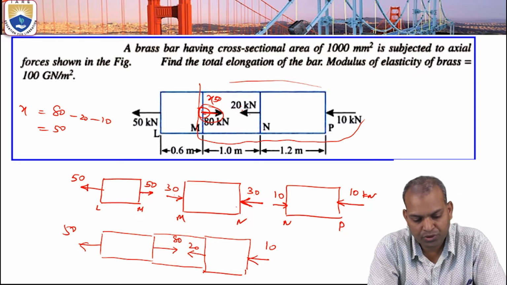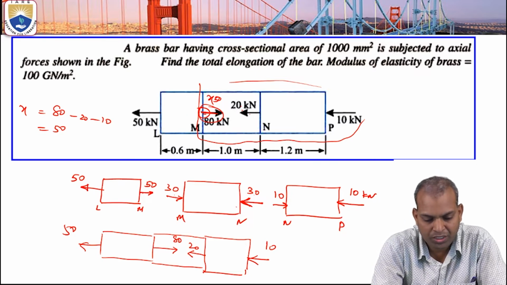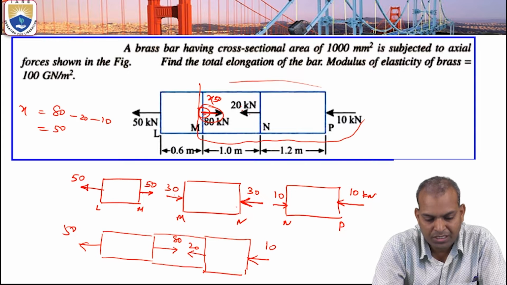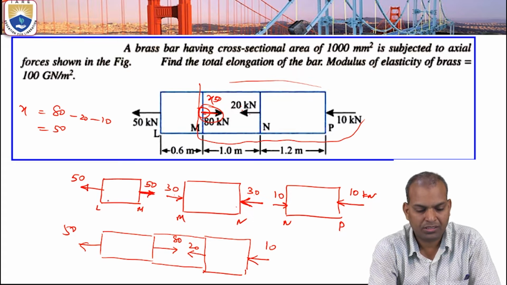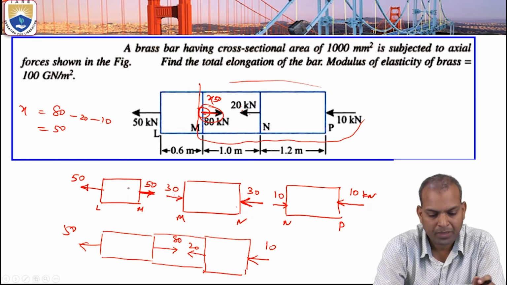So, what is this force again? Let us calculate. What is the force acting here? That means 80 towards right, 20 and 10 towards left. So 80 minus 20 minus 10, that is 50, towards the right direction. That is the portion if you make it.